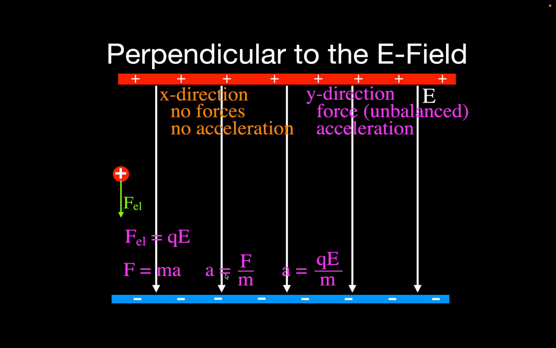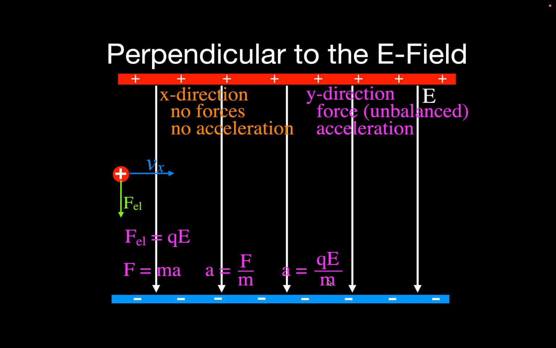And once again, we can calculate the acceleration as F equals ma. And the acceleration is also, in this case, a is Q, the charge of the particle, times the electric field strength divided by the mass of the particle. And that particle is going to have some velocity, as we said, initial velocity when it enters, and it's going to feel a force down.